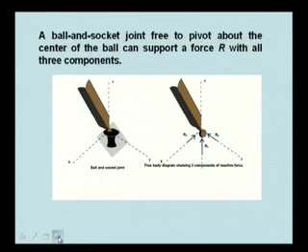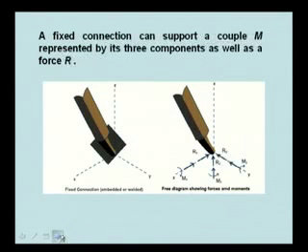Now a ball and socket joint like this is free to pivot about the center of the ball, and can support a force R with 3 components. So a ball and socket joint can support 3 components, so it provides 3 components of reaction, Rx, Ry and Rz. The free body diagram is shown here.